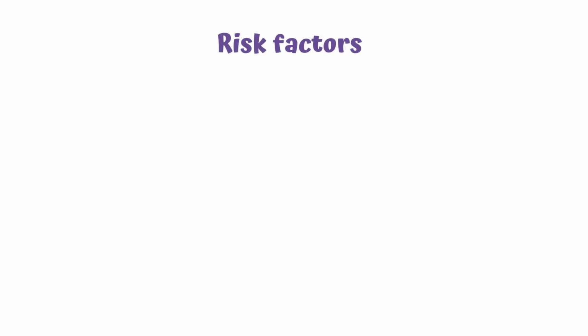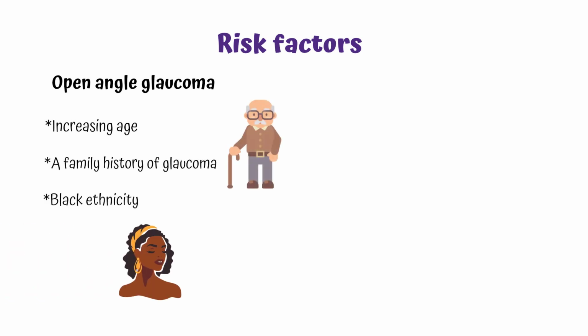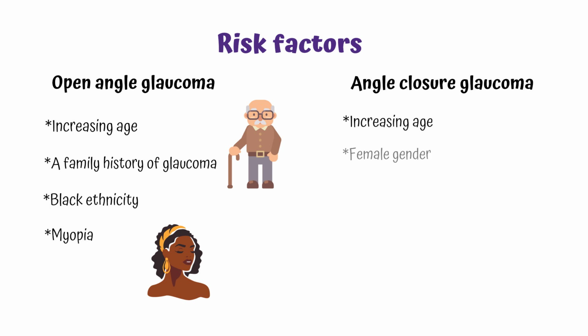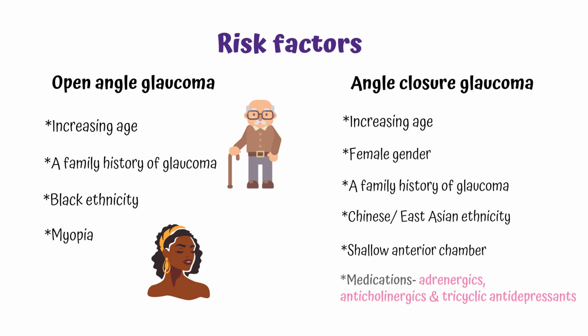Some of the risk factors for open-angle glaucoma include increasing age, a family history of glaucoma, Black ethnicity, and myopia. The risk factors of closed-angle glaucoma include increasing age, female gender, a family history of glaucoma, Chinese or East Asian ethnicity, a shallow anterior chamber, and medications such as adrenergics, anticholinergics, and tricyclic antidepressants. Out of these, the most important risk factor is a family history of glaucoma.